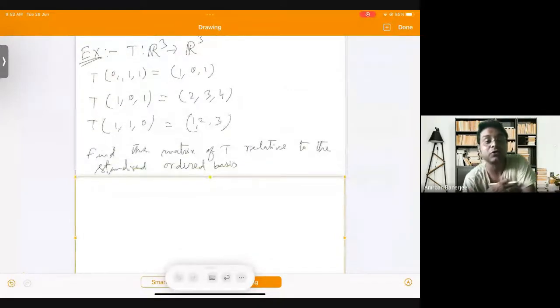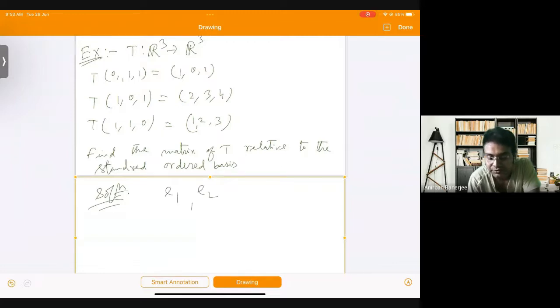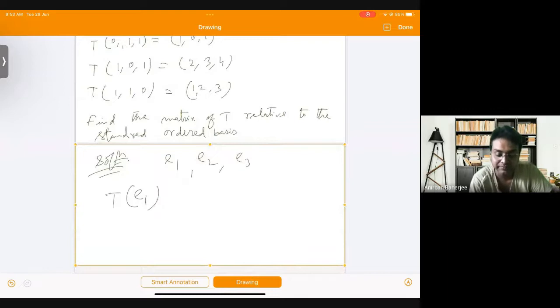But as I said, here neither the formula nor the matrix is given. So in this case, how do we figure it out? Let's say the standard bases are, as usual, E1, E2, E3. Our goal is to figure out T of E1, but we don't know T of E1.